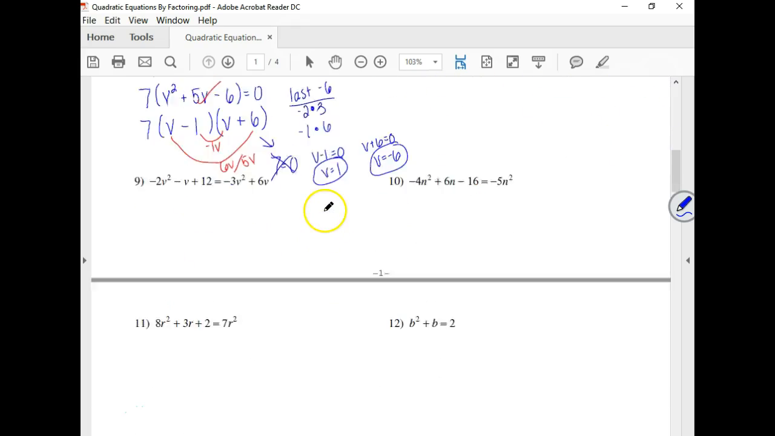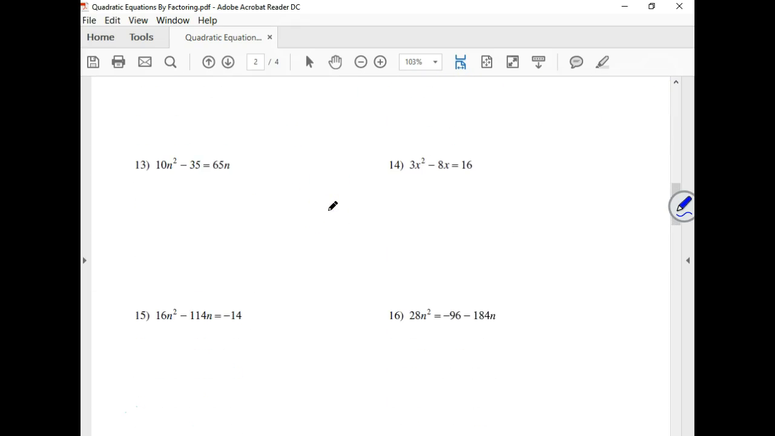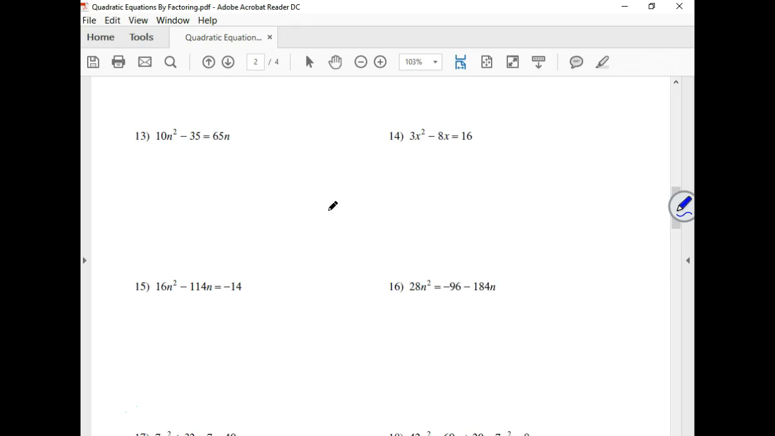Let's do one more problem. Let's go back here to the back and let's look at one where we do not have a greatest common factor. So let's look at number 14. So first thing, we'll move everything to one side. We're going to have 3x squared minus 8x minus 16 is going to equal 0. And I do not have a greatest common factor. I cannot divide all three of those by any single number and get, or cannot divide them evenly.